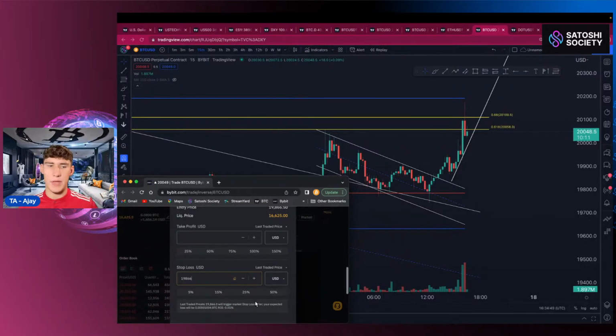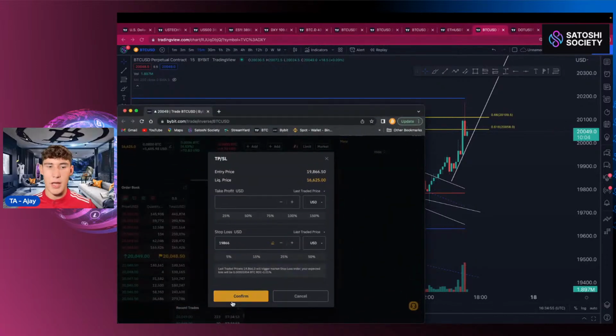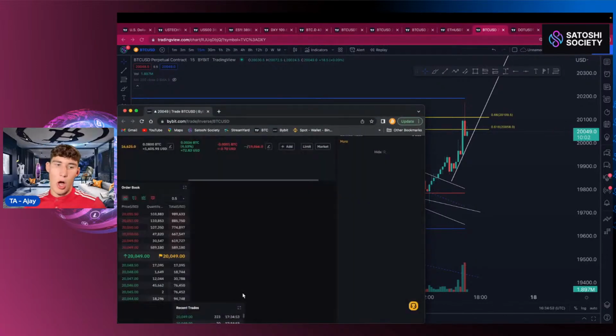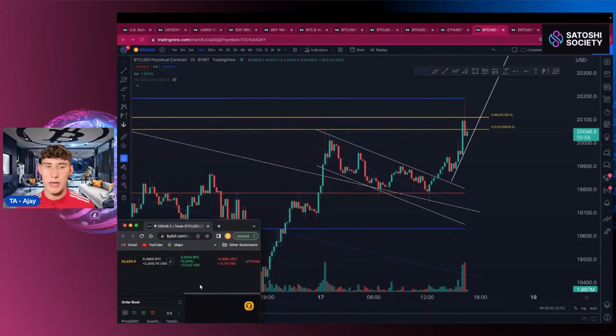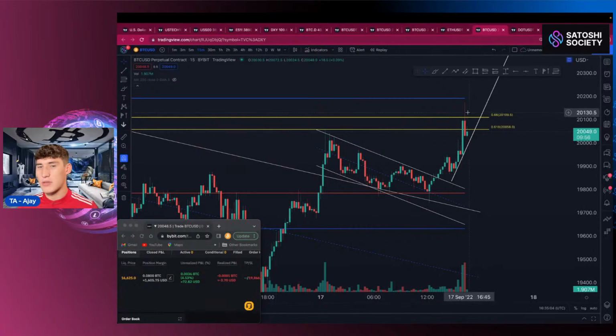If it does come down and hit that stop loss, then I'm not too worried about it. I think I need to enlarge it a bit so I can confirm it. There we go. I'm not too bothered. It's not a massive trade. I said I wasn't going to go into this trade heavy because we do have this major resistance at the golden pocket. So I am just going to let this trade ride out, and if it does hit that stop loss, then I'm not too bothered.